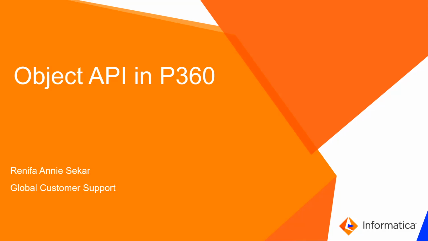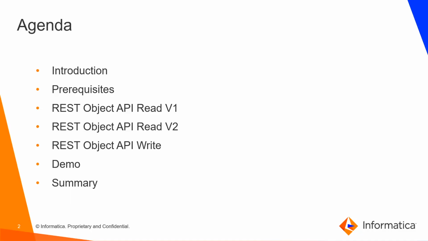In today's video, we are going to see the Object API used in PIM. Agenda of today's video is, we'll see the introduction, then the prerequisites required, and the available REST Object API, which are REST Object API Read versions 1 and 2, and REST Object API Write, followed by a demo and then the summary of this overall presentation.